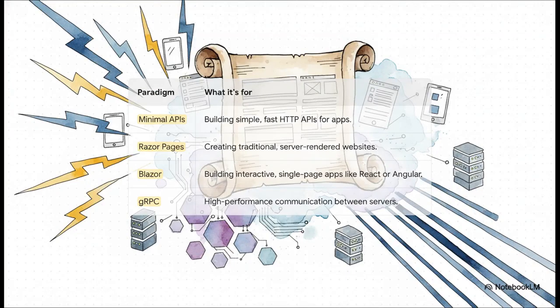You basically get this whole menu of options now. If you need a super fast, lightweight backend for a mobile app, you grab minimal APIs. Building a more classic server-rendered website? Razor Pages got you covered. Want to build a rich, interactive front-end experience like you'd get with React or Angular? That's what Blazor is for.